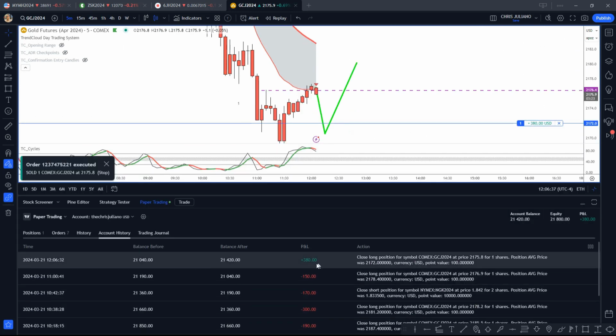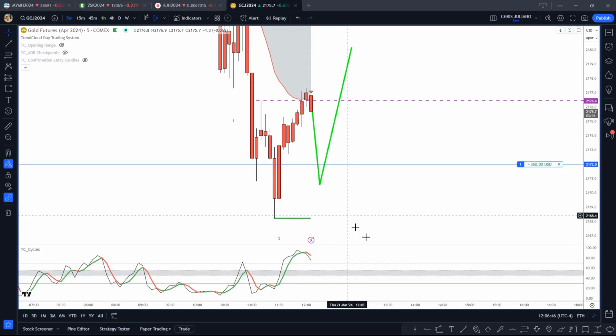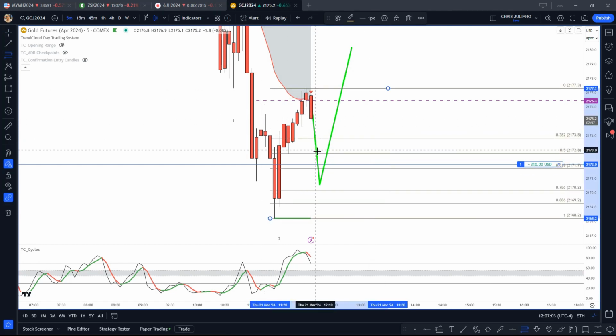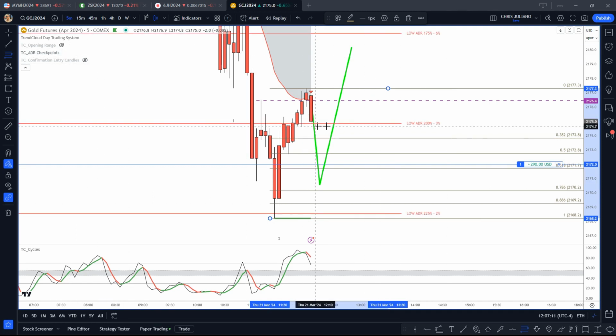We captured that $380. Where's this going to pull back to? Let's jump onto that Fibonacci retracement, swing low to swing high. So this might pull all the way back to our entry. Where's our ADR checkpoint? Pulling back to that ADR checkpoint. Maybe we retest this ADR checkpoint, but now we've got some levels here, right? We really need to see now, here's the stop loss.